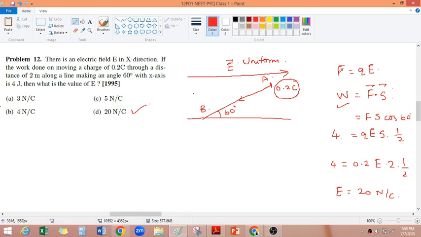So on second thought, I'm thinking your direction is this way. Your electric field in x direction is this way, but your displacement is 60 degrees. Work done on moving a charge 0.2 coulomb through a distance of 2 meters along a line making 60 degrees. It's not mentioned whether it's coming from here to here, so I can do it like this also. So that means 60 degrees sounds correct.